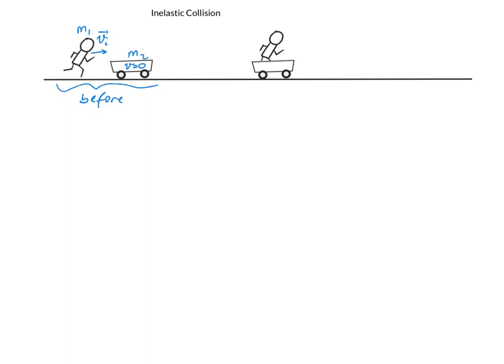Then over here, after the collision, the person jumped into the cart, and as a result of this, the system is going to be moving with some final velocity. So we'll say that the momentum before the collision equals the momentum after the collision.